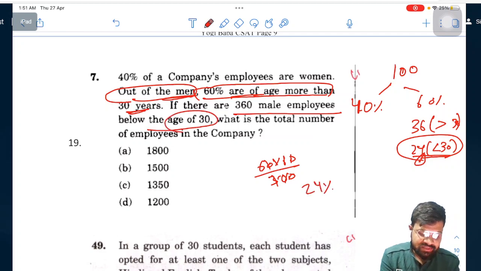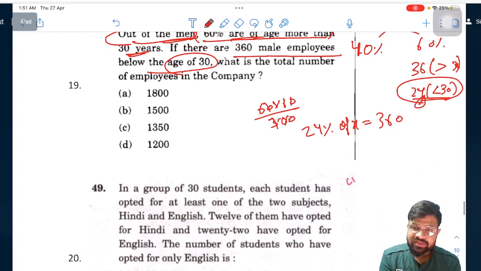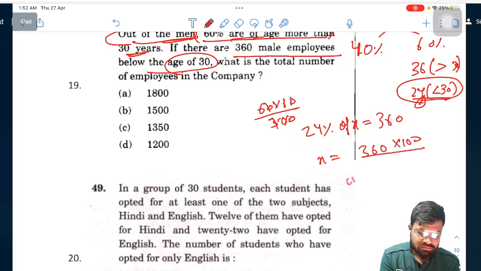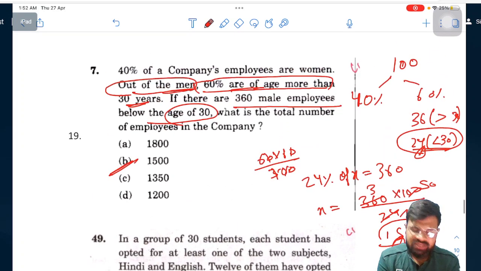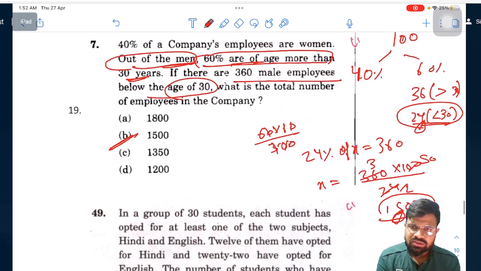So 24% of X is equal to 360. So X will be equal to 360 into 100 by 24. This is 2, this is 30, this is 50. This will be 1500. This is how you solve these things. Very simple percentage based question. This is not a Venn diagram question.